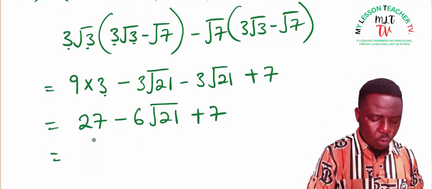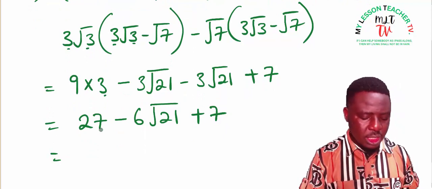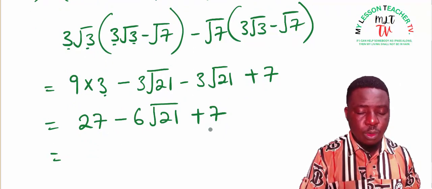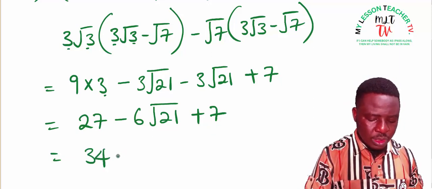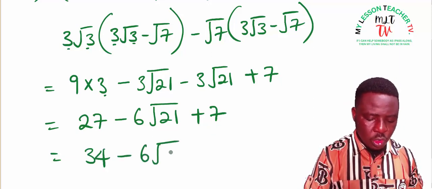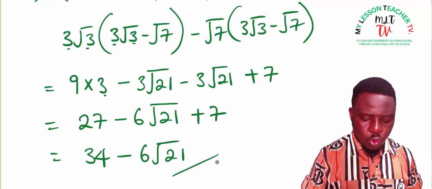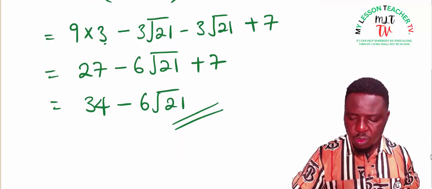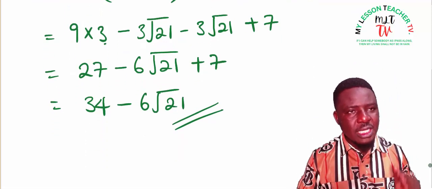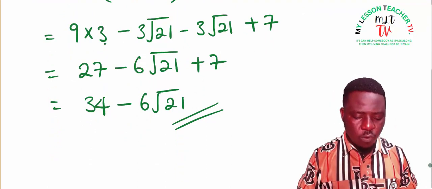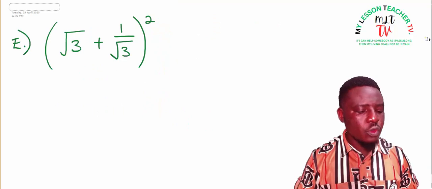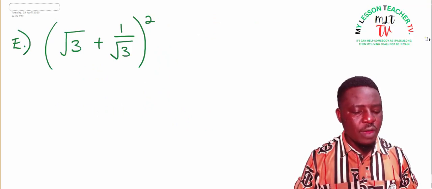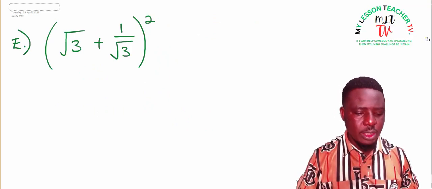Simplifying this further, we add up the rational part, that is plus 27 plus 7, which gives us 34. So this is 34 minus 6 root 21. Root 21 cannot be broken down further, so it is in its basic surd form, and this is your answer. E, we have root 3 plus 1 over root 3 all squared.